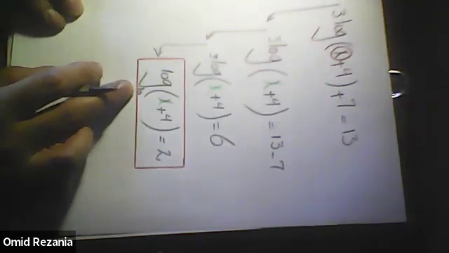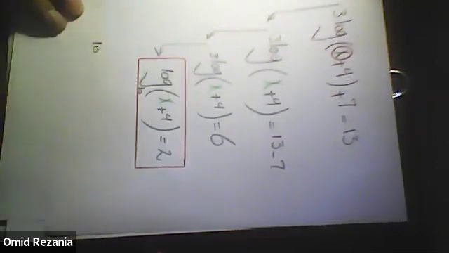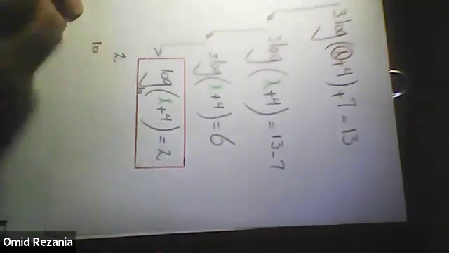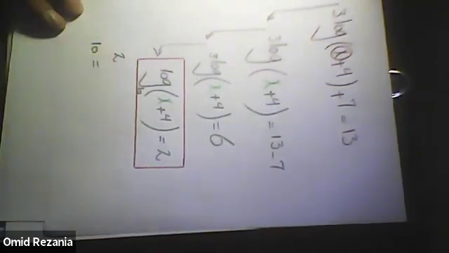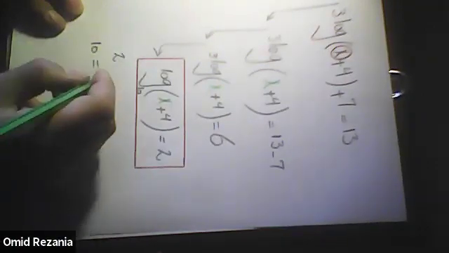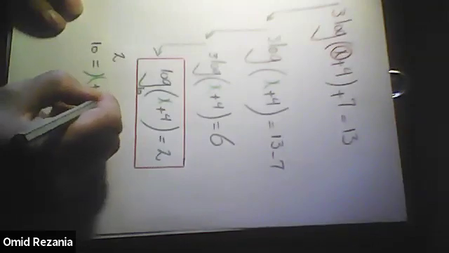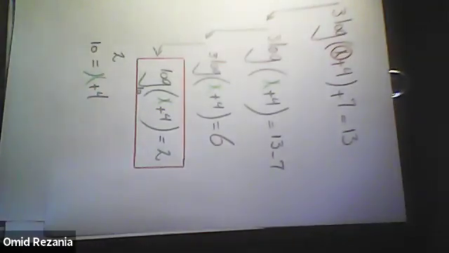10, which is my base. I move to the back seat. What is a back seat? 2. 2 equals to what? The main driver's seat. X plus 4. Yes, so far so good?